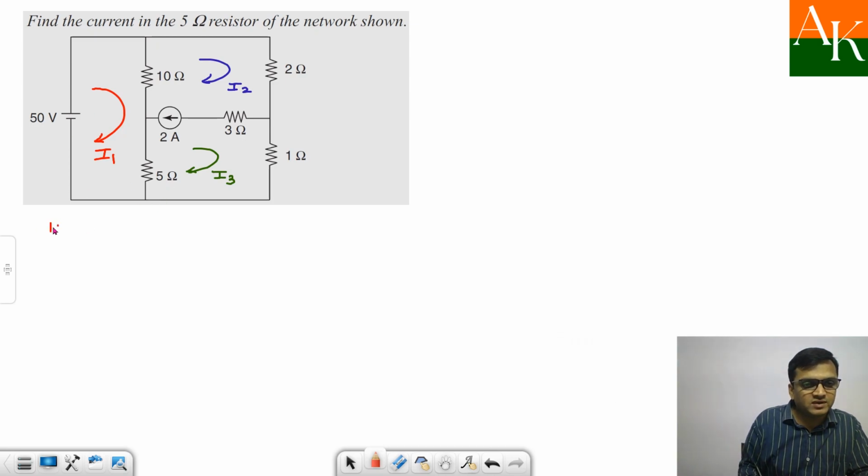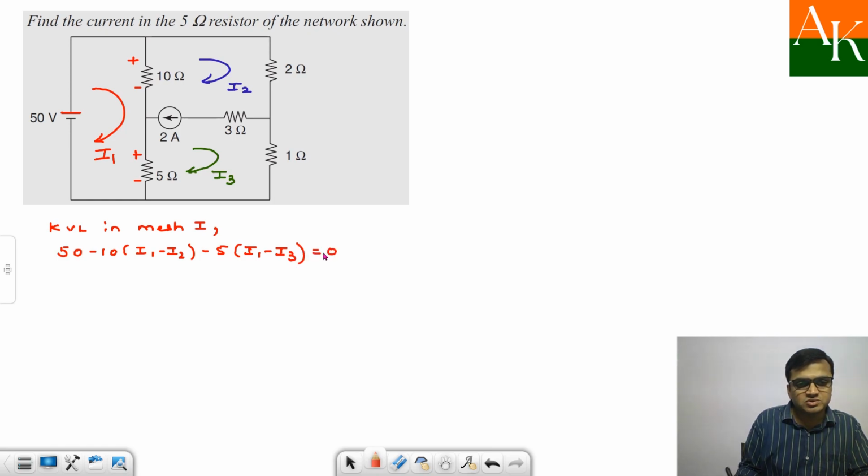So let us apply KVL in mesh 1. There are three unknowns and we require three equations. So KVL in mesh 1. I will assign the sign for the voltages developed across the resistances before applying KVL, and I will go on writing the leaving sign. So 50 minus 10 times (I1 minus I2), that will go in bracket, minus 5 times (I1 minus I3), and we have completed the loop. So this is equal to 0.